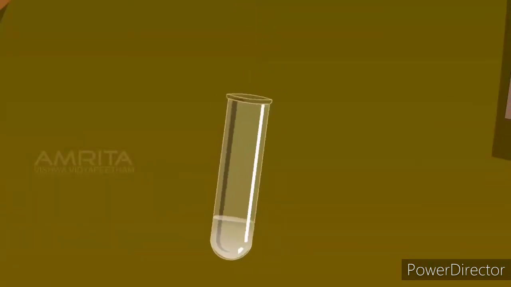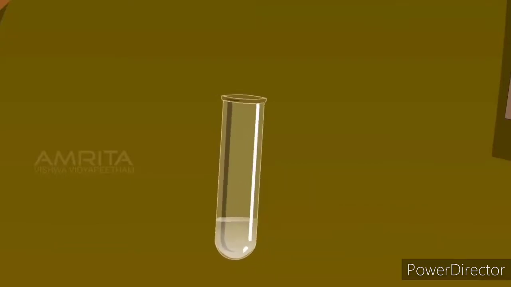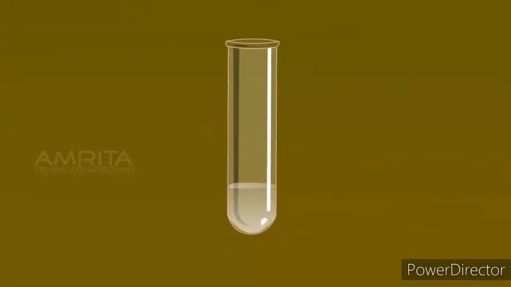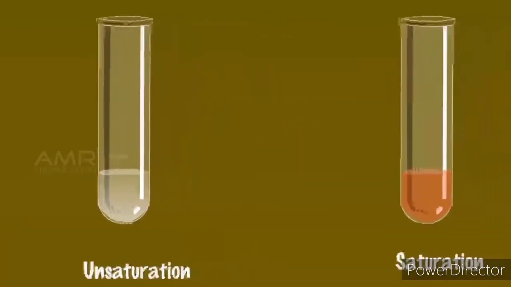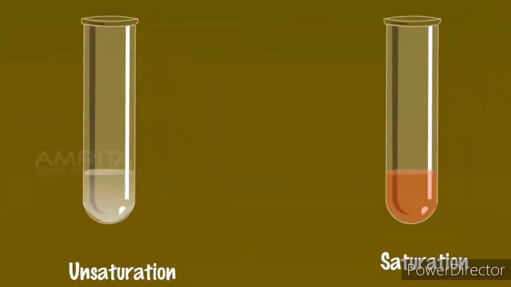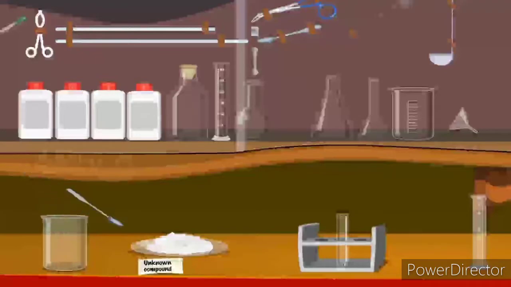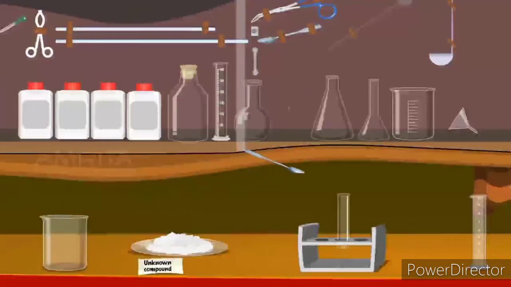The disappearance of orange-red color of bromine indicates unsaturation. Otherwise, it is saturation. Bayer's test. Procedure. Add some unknown compound into a test tube using a spatula.